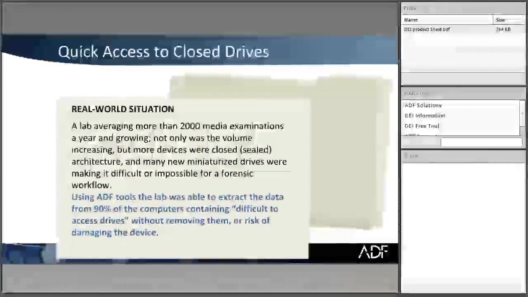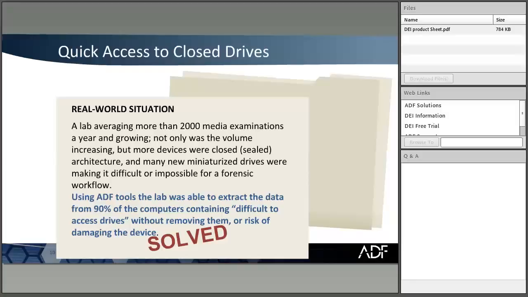Also, here's a lab using one of our tools. They do a lot of media examinations a year, and we all see this on the listservs. We all see it being asked. You can go to forums. It's always a topic. How do I image this hard drive? I can't get it out of the computer. It's closed architecture. It may have this operating system on it. How am I going to image this, or how am I going to gather the information without breaking the computer?